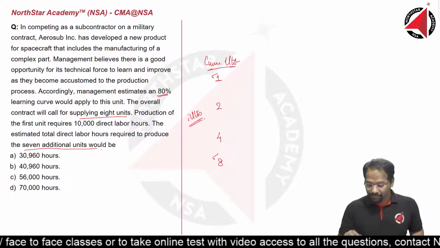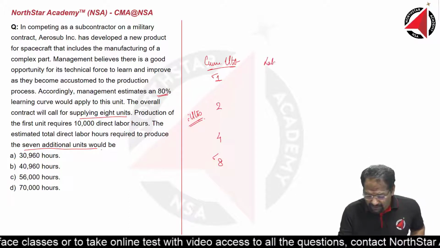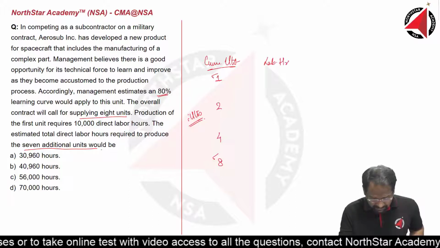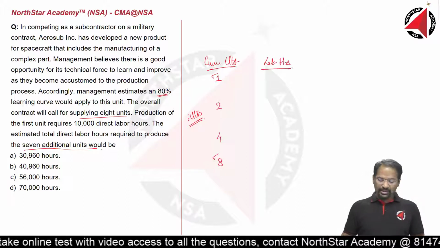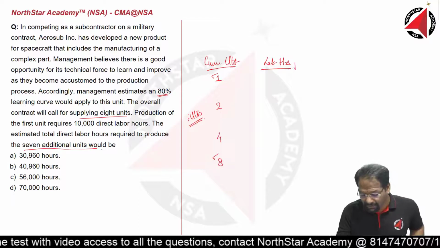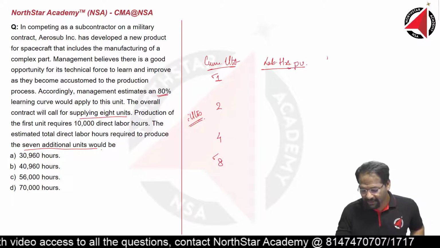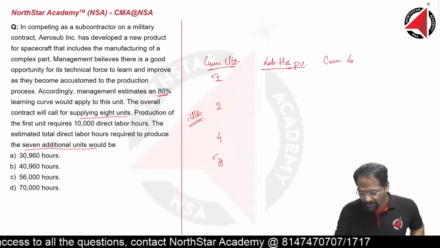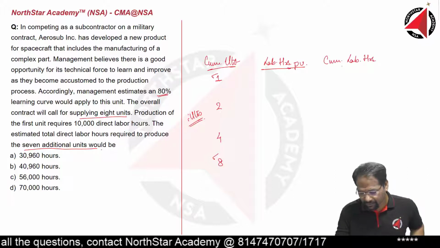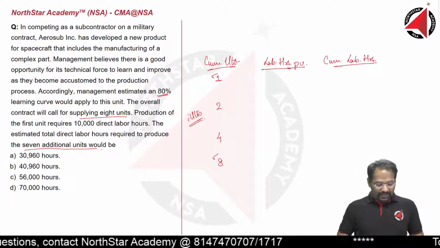Alright. So how much is the labor hours? Is it hours or cost? If it is cost, you need to write labor cost. If it is hours, you need to write labor hours per unit. And here, cumulative labor hours. So how much is the labor hours per unit?